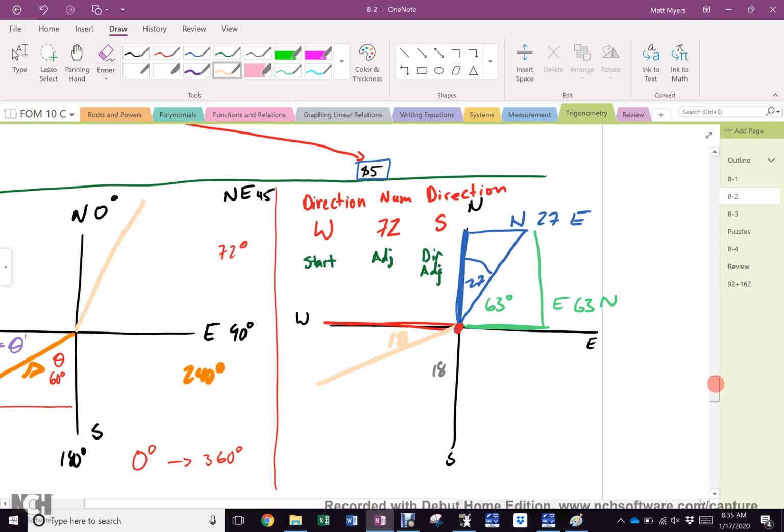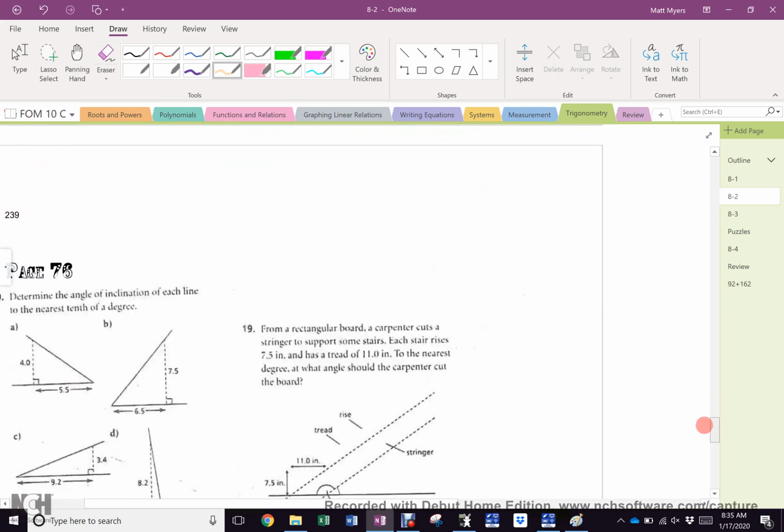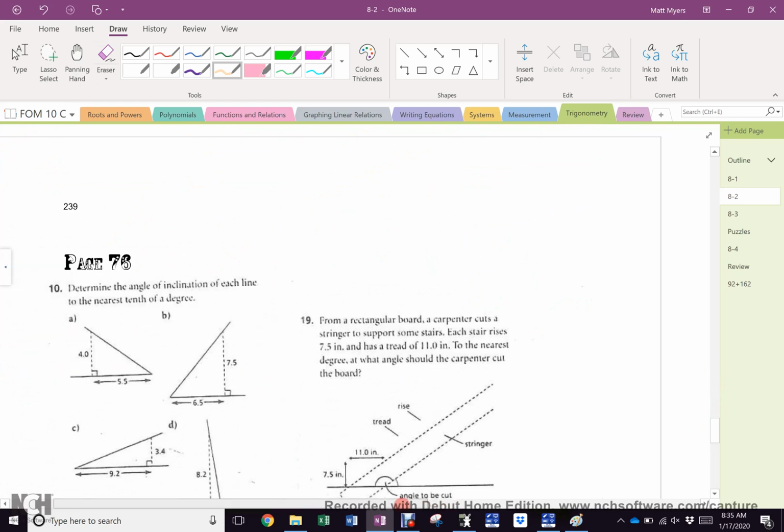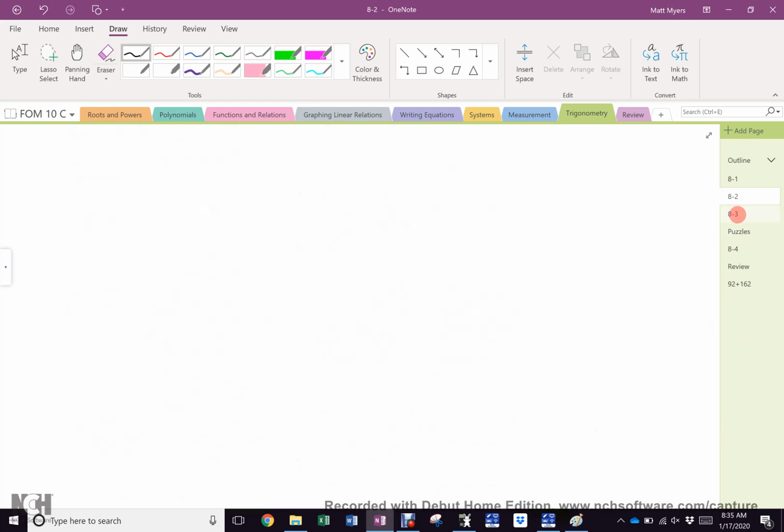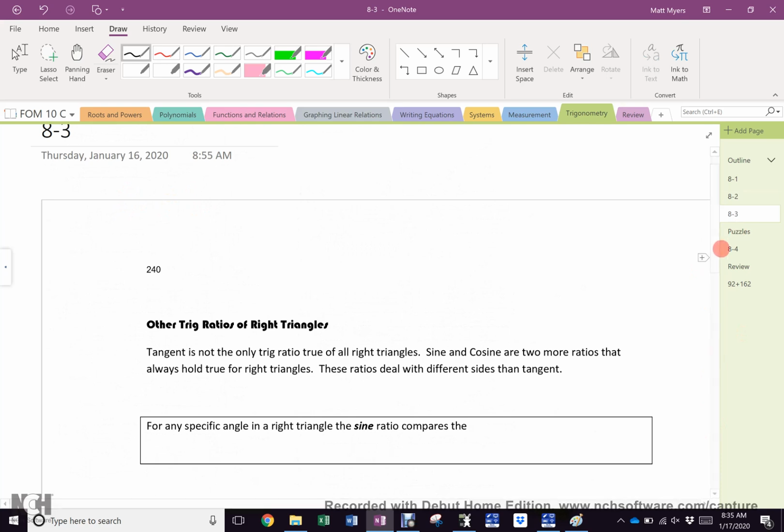Now listen to me. You're not going to work on it right now. Page 239. You can now do all of it because you know about elevation and depression. So this is work 1. Please turn the page over to page 240.